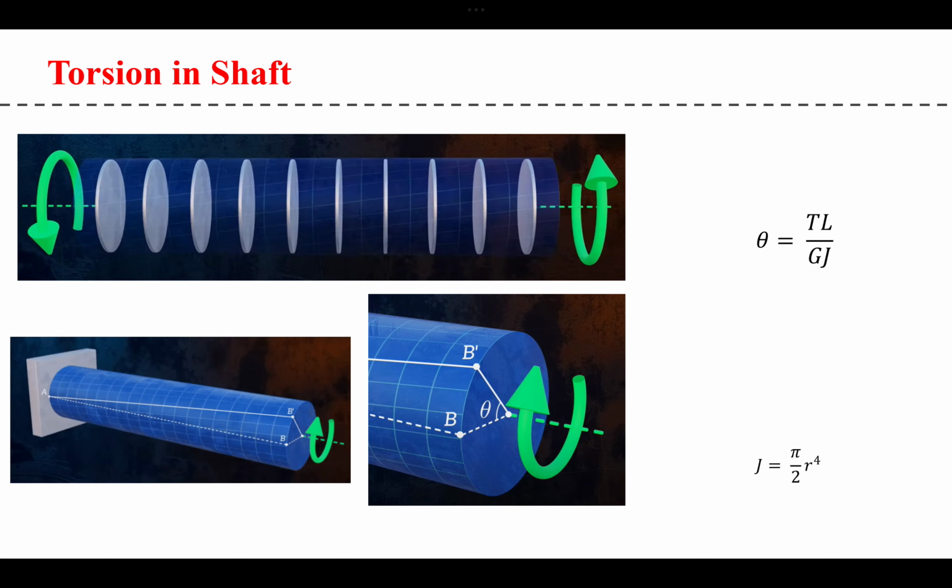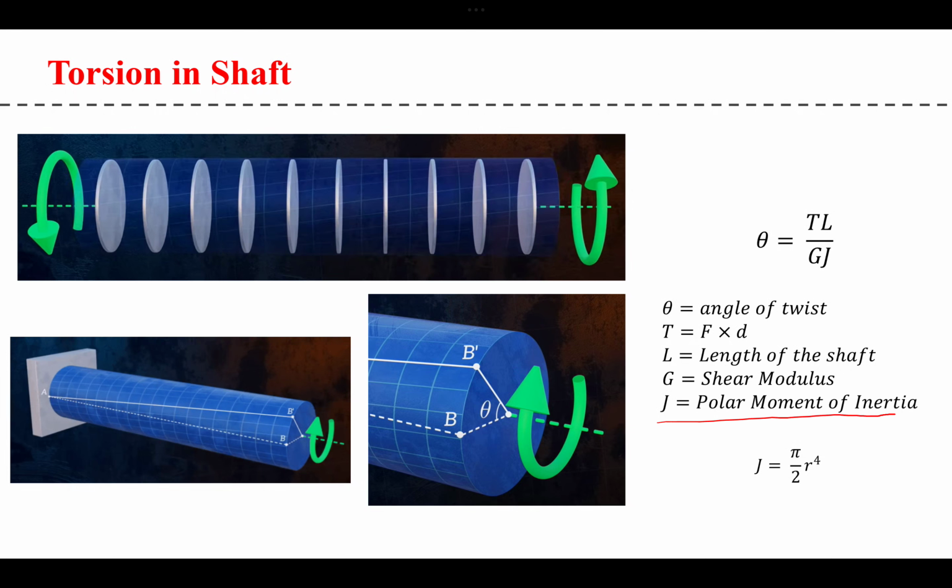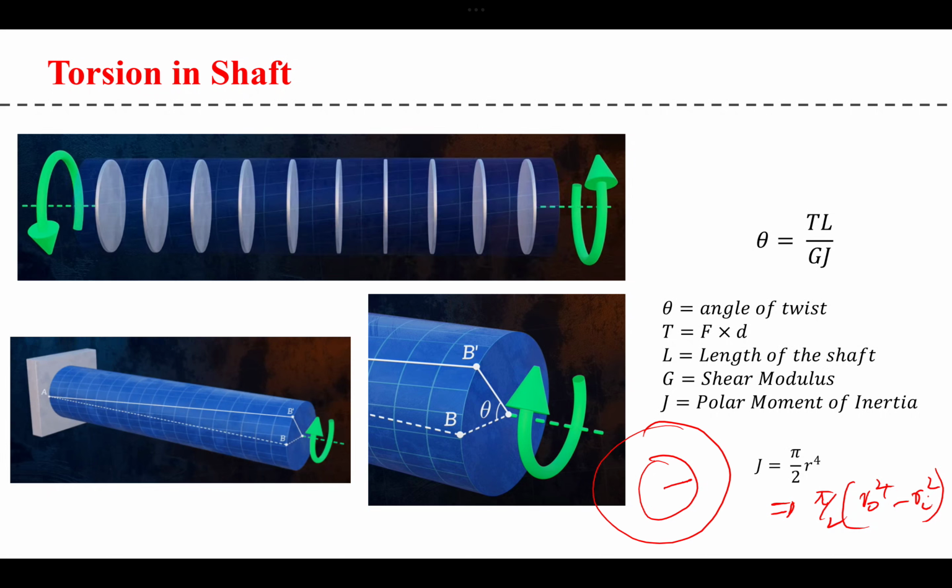Now that we know these quantities, we can calculate the polar moment of inertia using this for a solid shaft. For the hollow shaft, the concept is the same. The only difference is that it will have pi by 2 times the outer radius to the power 4 minus the inner radius to the power 4. So for a hollow shaft you will have an Ri and an Ro, the outside radius and the inside radius. That's the only difference between the hollow and the solid shaft.